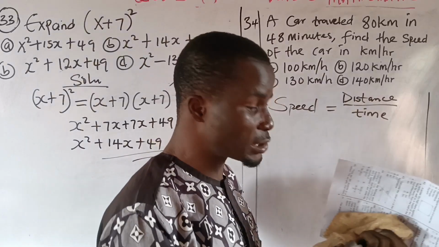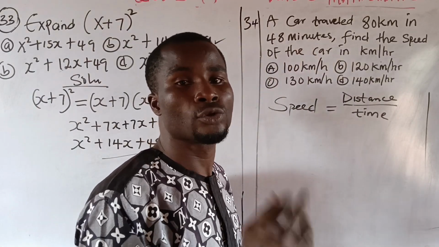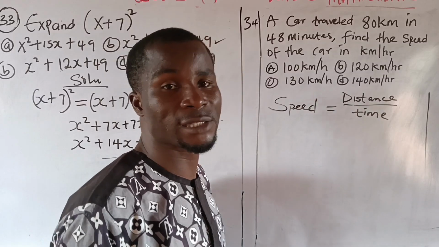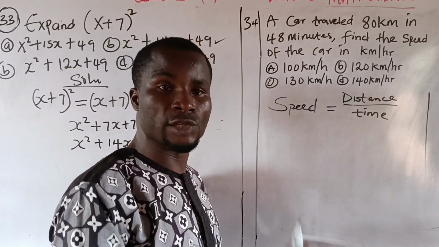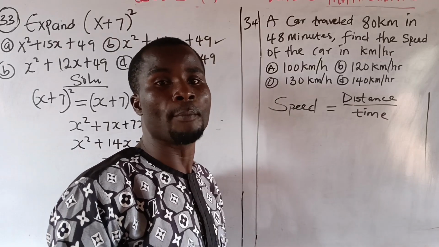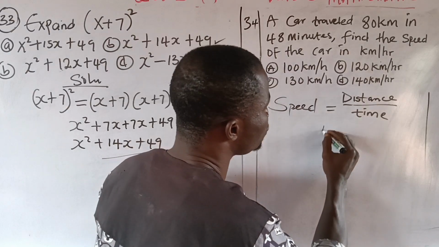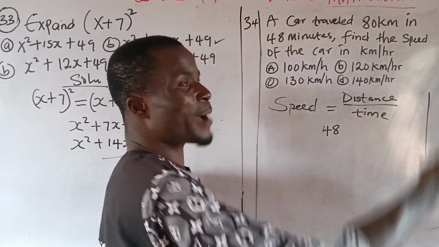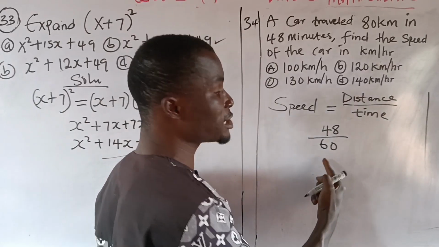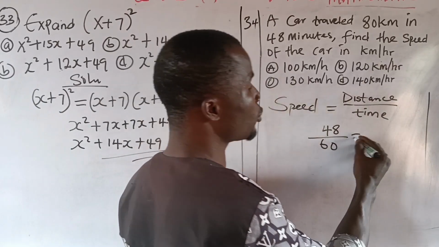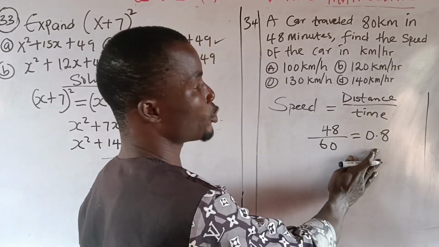But for us to use the time, we are going to convert this 48 minutes to an hour. And how do we convert 48 minutes to an hour? Since we know 60 minutes make 1 hour, we are going to say 48 minutes divided by 60 minutes in order to get our hour. And 48 divided by 60, we are going to have 0.8. You can press your calculator. That is what you are going to have.